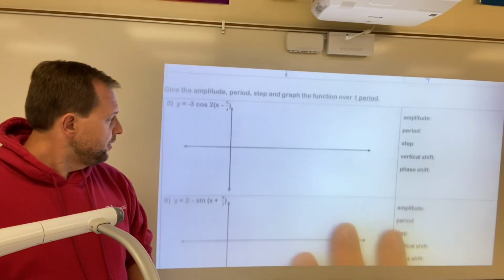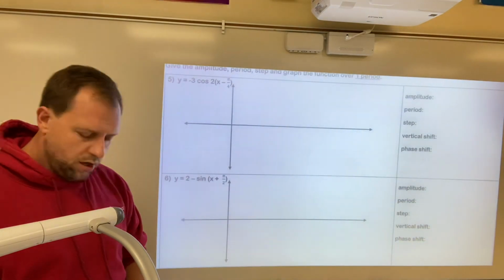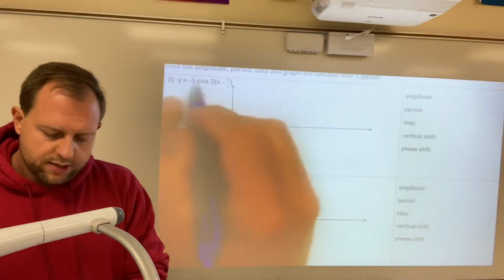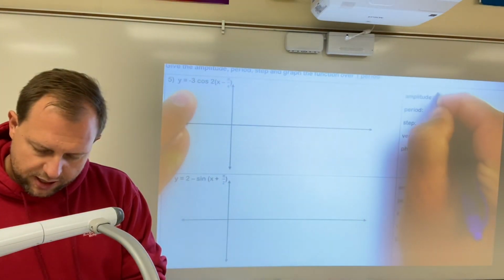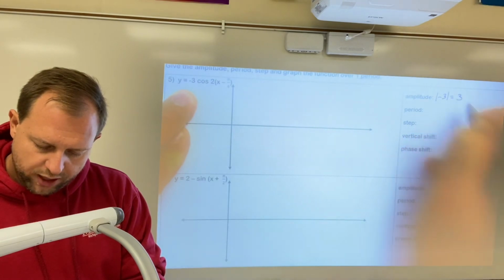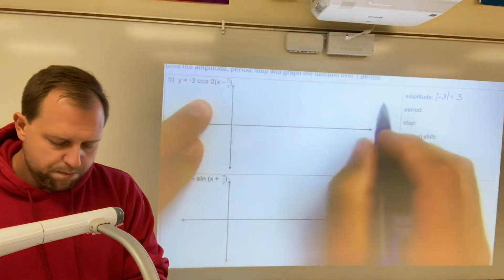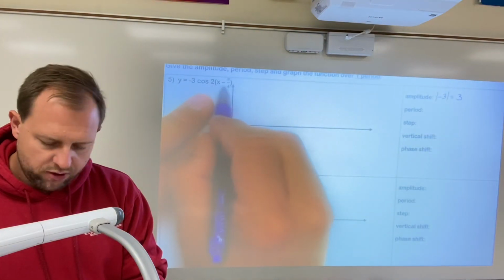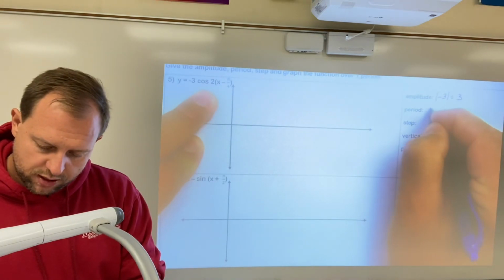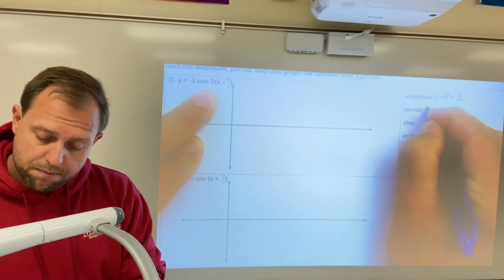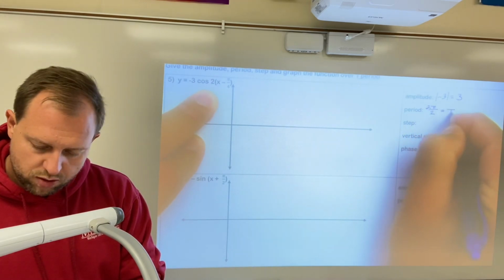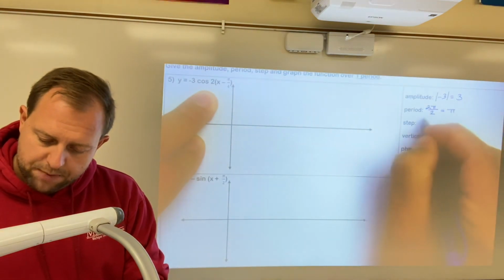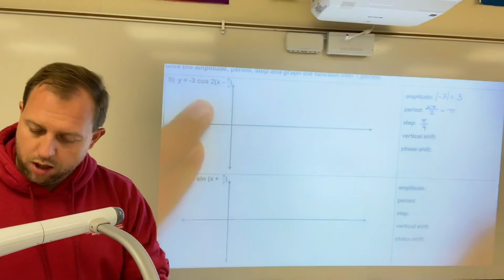So the first one, our amplitude is the number directly in front of the function, so it is the -3 in this case. Absolute value of -3 is 3. The B is in front of whatever is potentially in parentheses or in front of the x. So in this case, B is 2. The period is 2 pi over B, or 2 pi over 2, which reduces to pi. Step is still that period divided by 4.